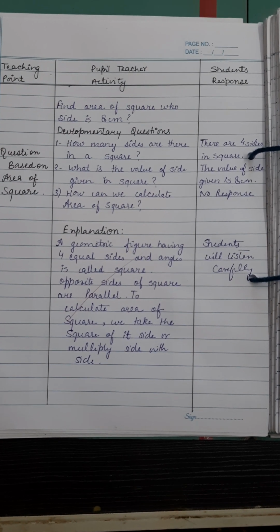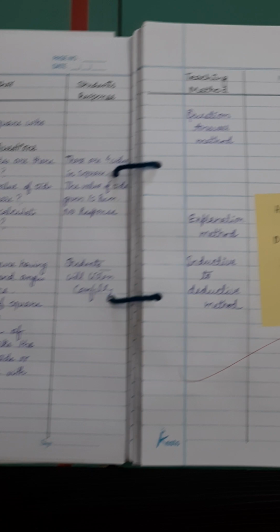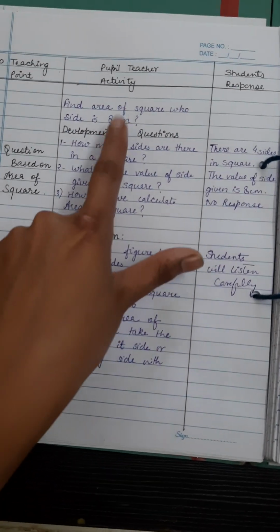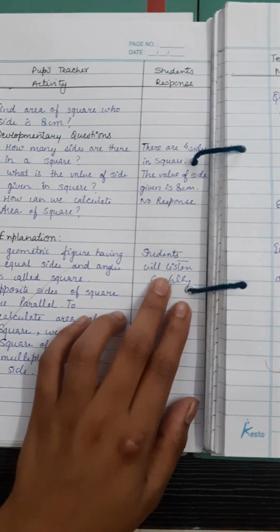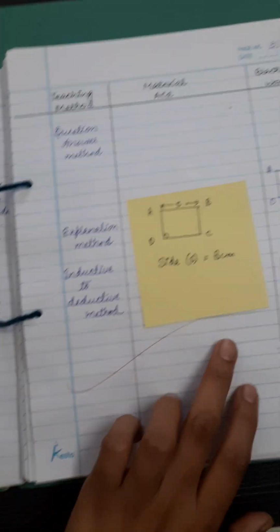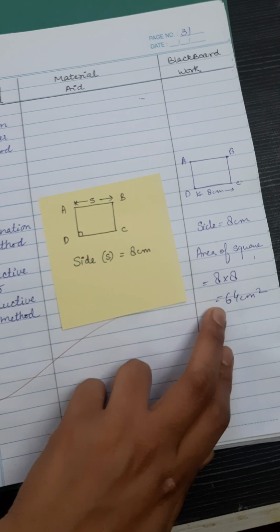No response. Then the teaching method used there is question answer method. Then you will explain them based on this question. The students are listening, and this is the inductive to deductive method we have used, and this is the material aid, and this is the blackboard work that you have to represent on a blackboard.